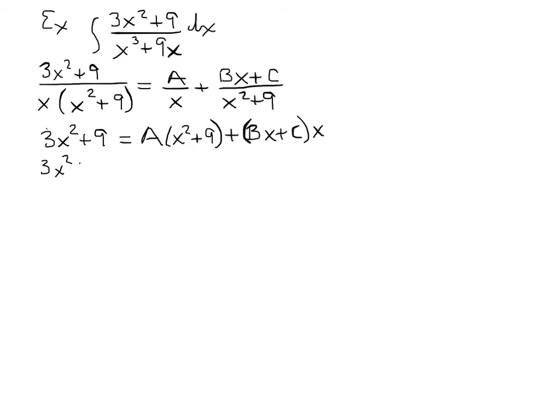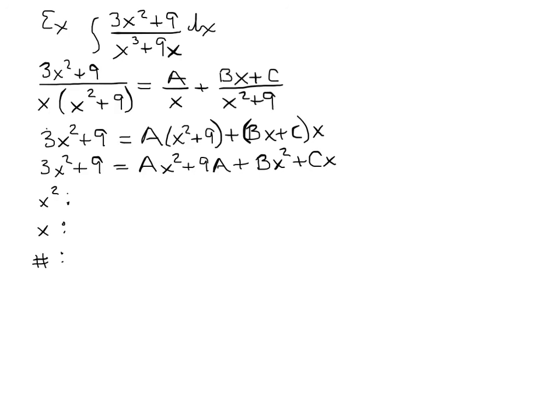The left-hand side is obviously all multiplied out, so I'm going to leave it as is. On the right-hand side, we get Ax squared plus 9A plus Bx squared plus Cx. Now I'm going to make some equations. I'm going to look at everything out in front of the x squareds and make an equation out of that. I'm going to look at everything out in front of the x's. And then I'm going to look at everything else. I call those the numbers.